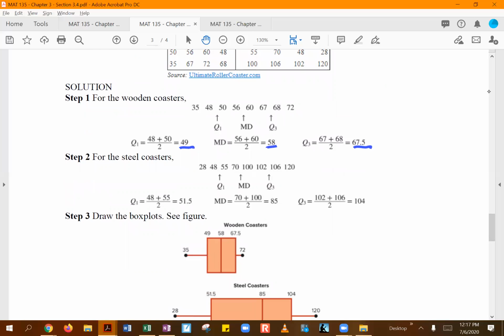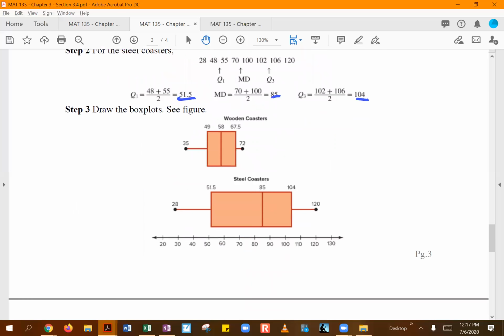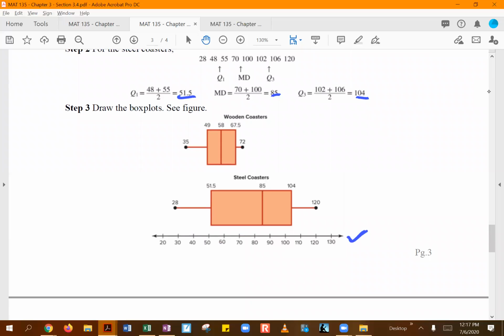Same thing for the steel roller coasters, Q1, Q2, and Q3. And then of course, using your highest and lowest data values on the same horizontal axis, we've got both the box plots for our wooden and steel roller coasters. So of course you can see the steel roller coasters data set is more variable, right? Because that box is a lot wider than the one for the wooden coasters.